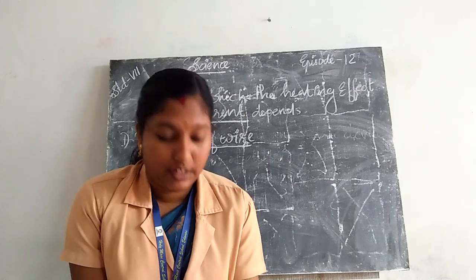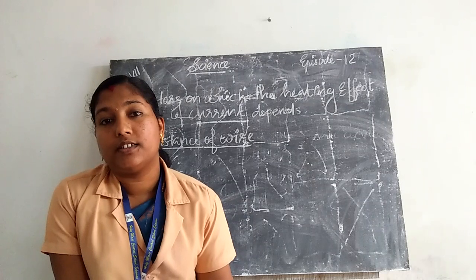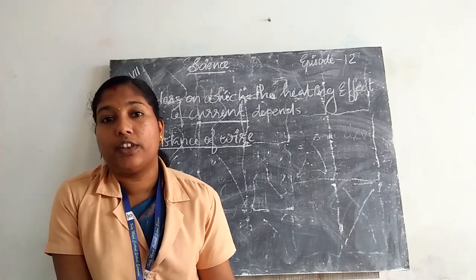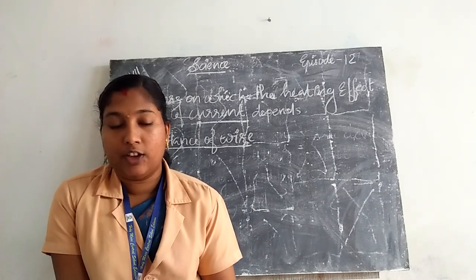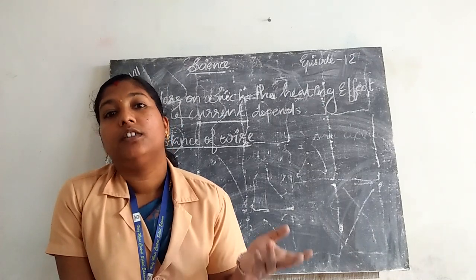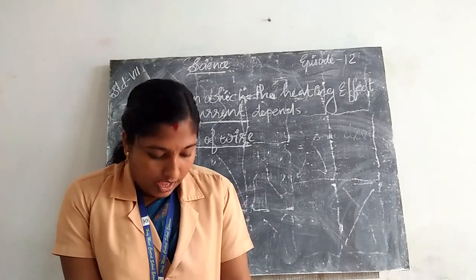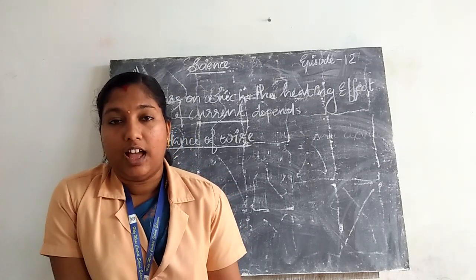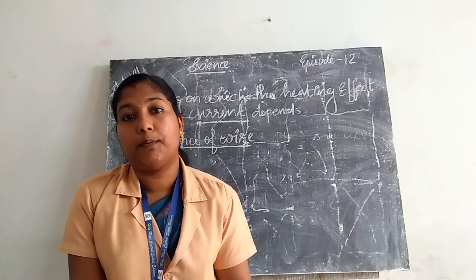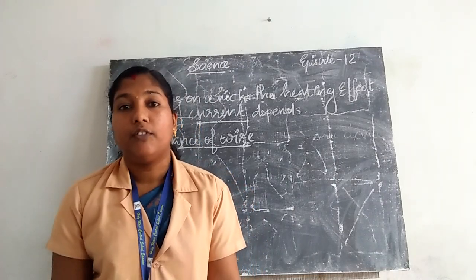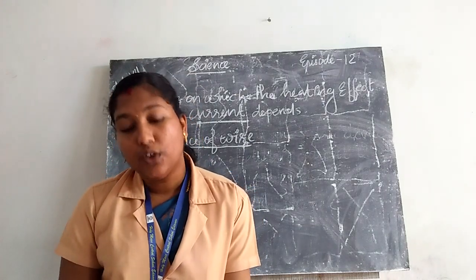What all things does the resistance of a wire depend on? It depends on the material of the wire, if the material is copper, nichrome, iron, etc., and also on the length of the wire, and also on the thickness of the wire. The resistance depends on the material we use, the thickness of the wire, and the length of the wire we use.